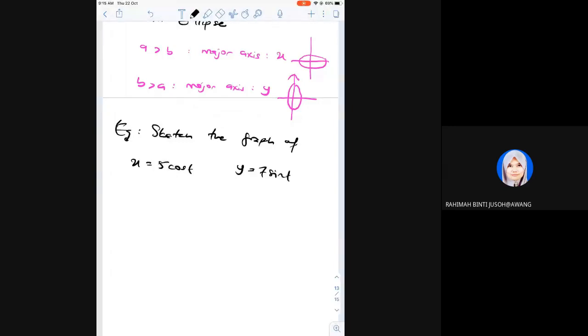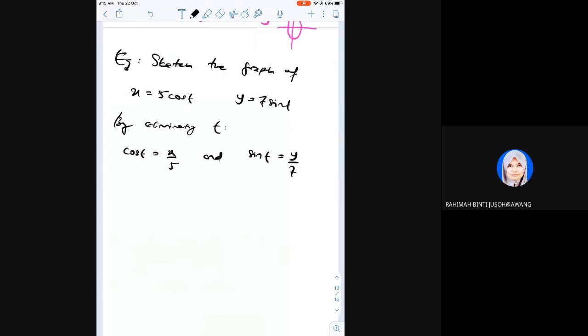Okay, so by eliminating t, first of all, you can take from both x and y. In the case of trigonometry, in this case, cos and sin. We have cos t equals x over 5, and sin t equals y over 7. Next we will have (x over 5) squared plus (y over 7) squared equals 1. Why 1? Okay, go step by step.